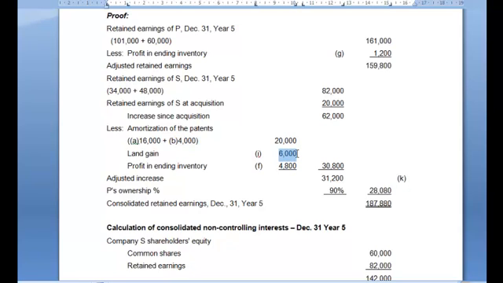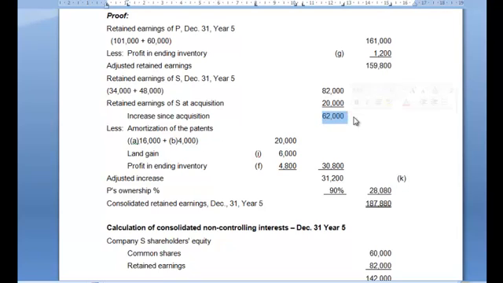Don't forget our beautiful land gain here. Why are we eliminating that? Because the land is not yet sold outside by the parent to a third party. The parent is holding the land, right? Because the sub sold it to them, but they haven't yet sold it outside. So don't forget, the profit that the sub earned on it is sitting in its retained earnings, right? So that 62,000 is holding that $6,000 after-tax land gain because, as a separate entity, when the sub booked that gain, they closed it out to retained earnings.